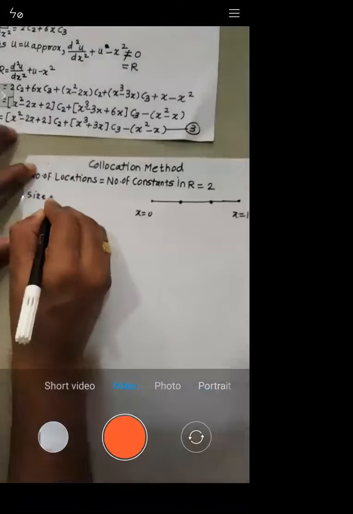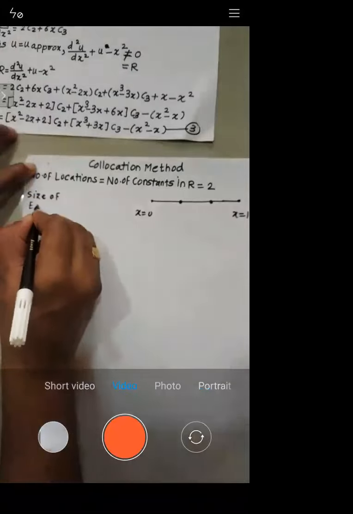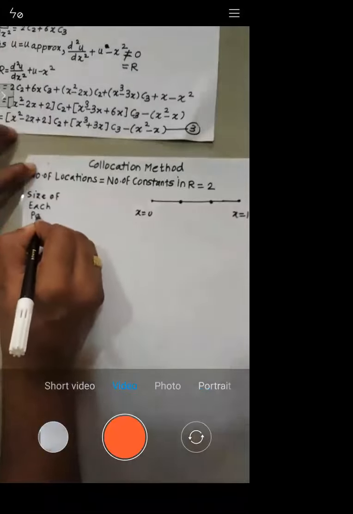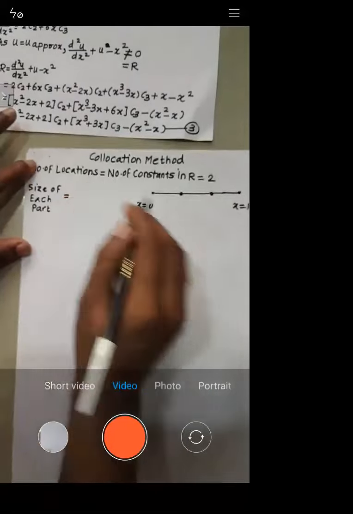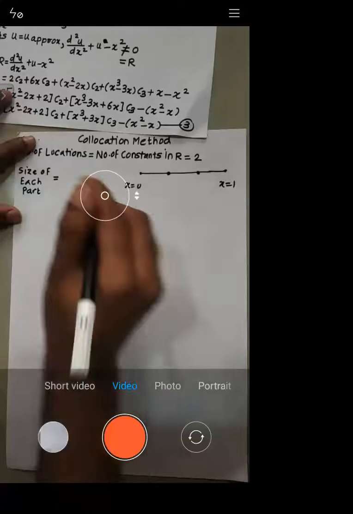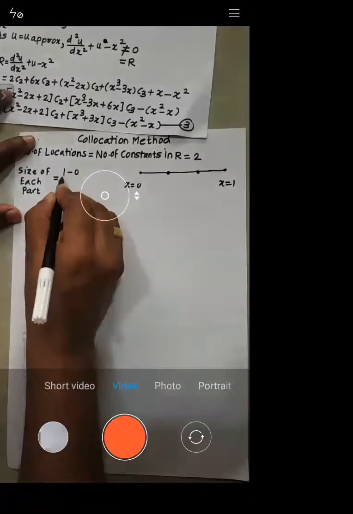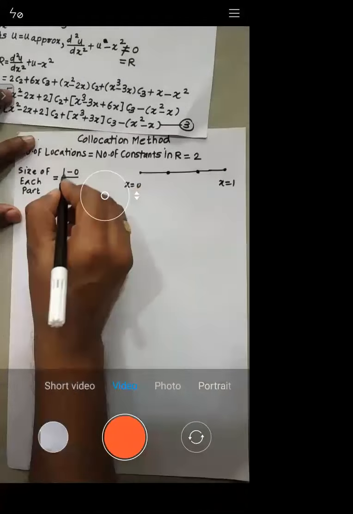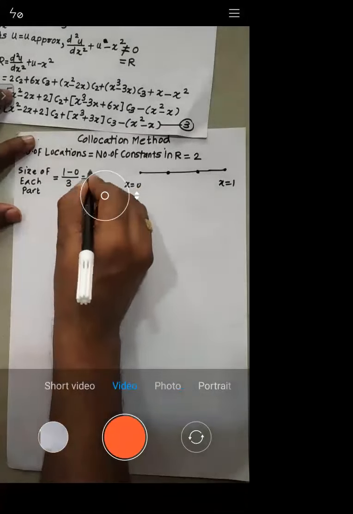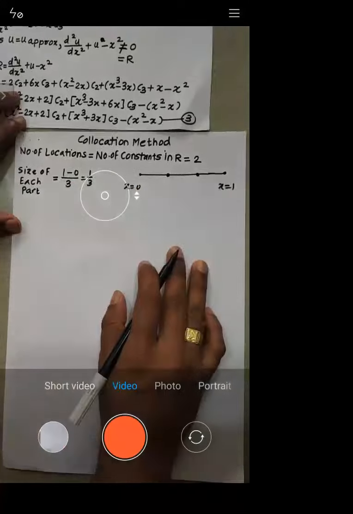Then what is the size of each part? This is very important. How will you calculate the size of each part? 1 minus 0, and how many parts do you have? 3. So the size will be 1 by 3. Is it okay?